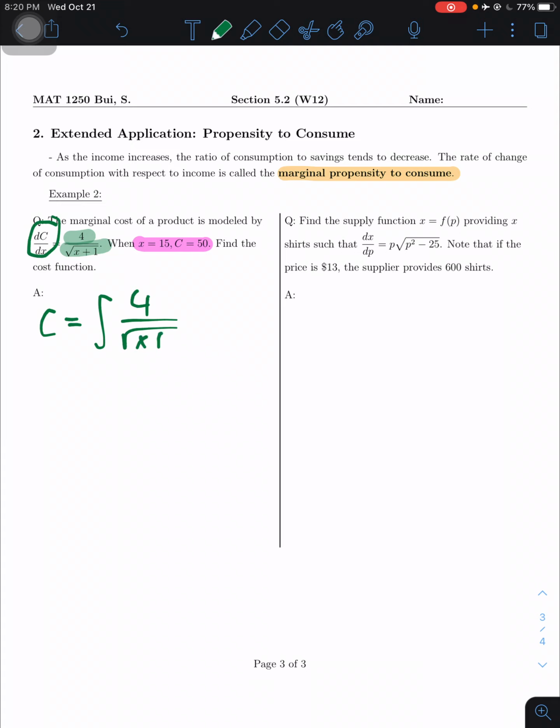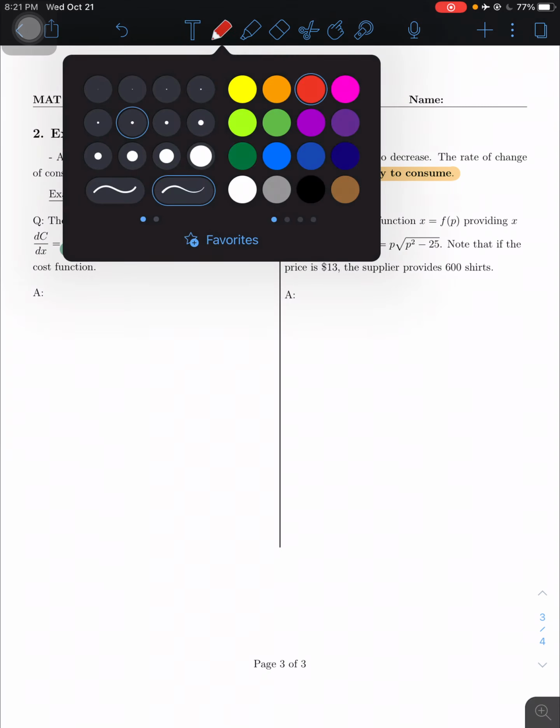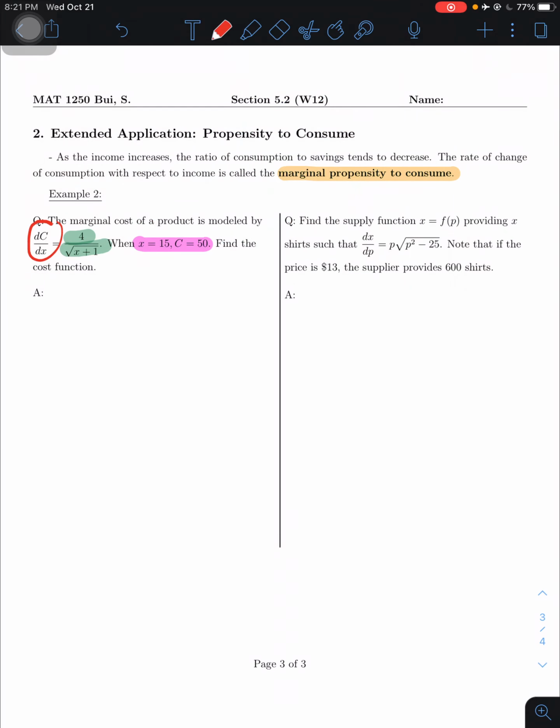Okay, wait, let me put it in red actually, because that's how we usually do it. So C in here equals the integral of the function given by the problem, and then dx, because they go in pair with the integral. Right, and as you can see, we don't have just x to the something, right? We have this weird, ugly thing.